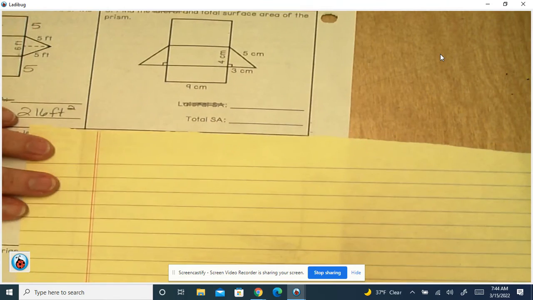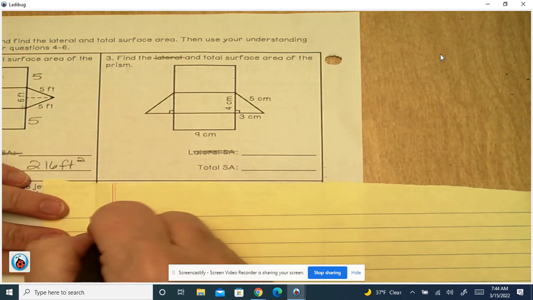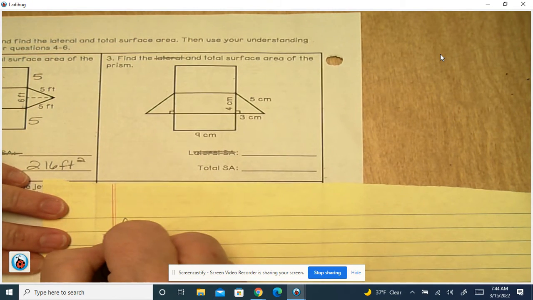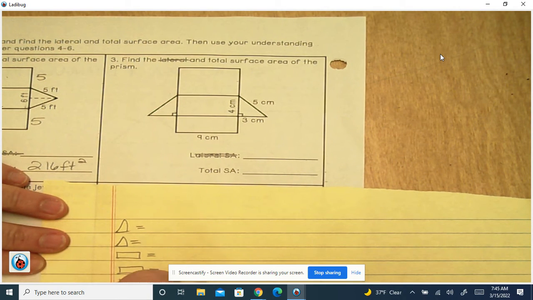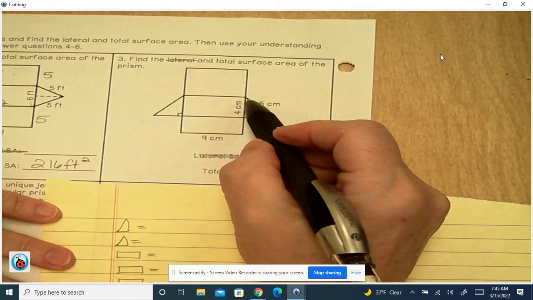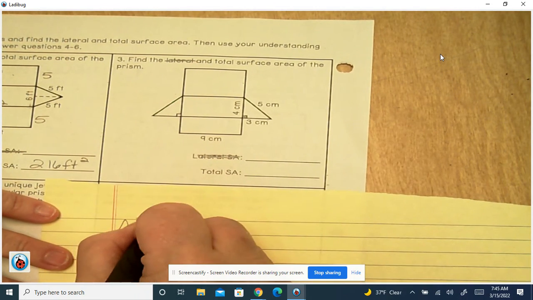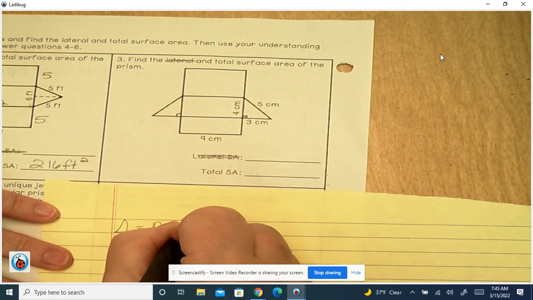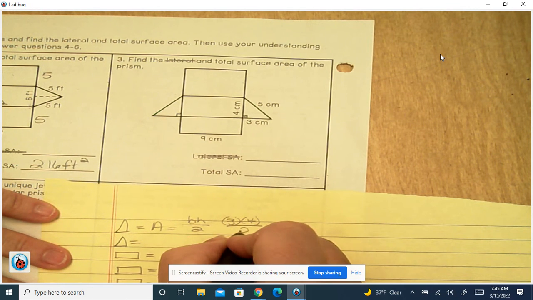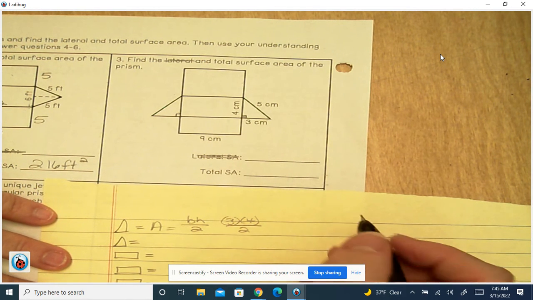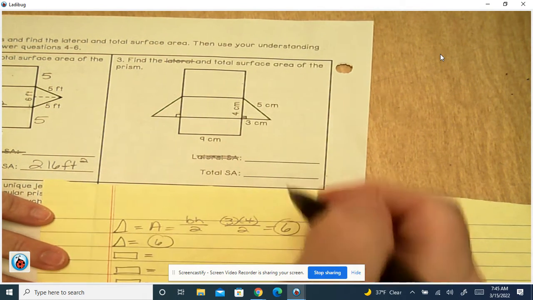Okay, we're going to come down here for this one. And we have the 2 triangles and the 3 rectangles. All right, so here's our triangle. We're always looking for the base and the height. So we've got area equals base times height divided by 2, where the base is 3 and the height is 4, divided by 2. 4 times 3 is 12. 12 divided by 2 is 6. So that one's 6, and that one's 6.